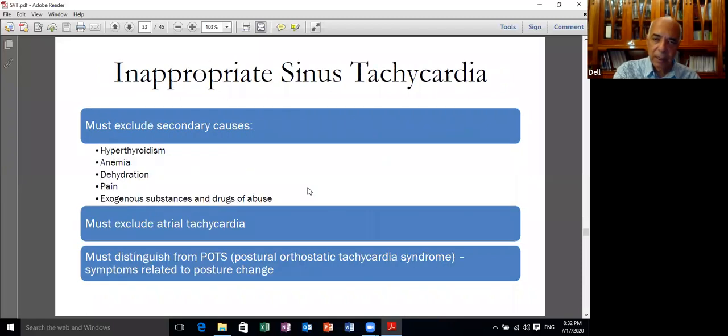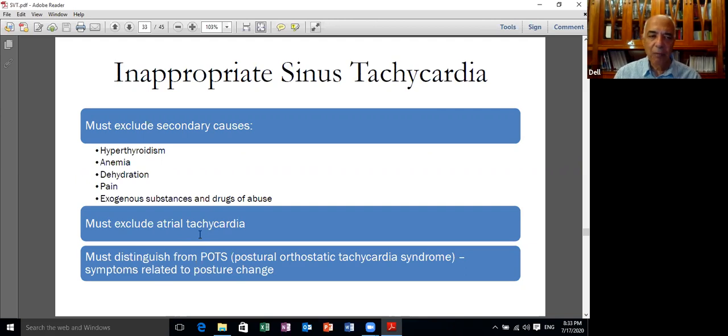So this is a situation in which the diagnosis should be done by exclusion of more common conditions. You need to exclude hyperthyroidism. Check the TSH. If it is normal, check it again. Check it every 6 months, because sometimes hyperthyroidism takes time to appear in the laboratory. Check for the presence of anemia, dehydration, pain, or the use of drugs which accelerate the heart rate. Exclude atrial tachycardia. Make sure it's not atrial tachycardia. Remember when we talked about the P-axis and the importance of excluding atrial tachycardia, because it has a specific line of treatment.